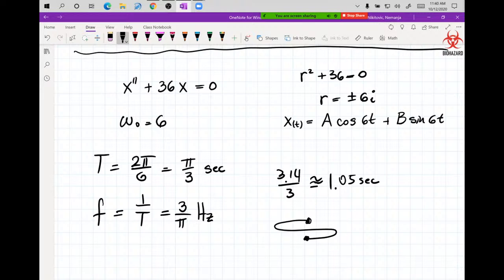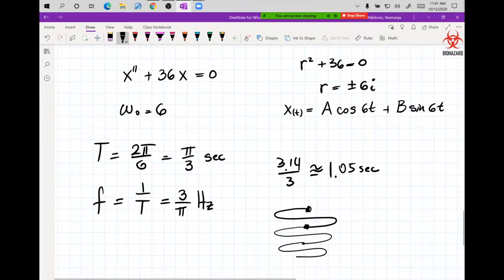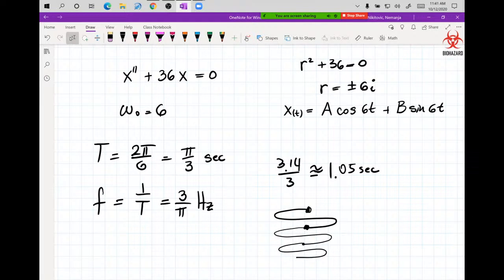That's approximation. So it will take this object about 1.05 seconds to do this one loop. Then it will take another 1.05, and then another 1.05. So that's what the period means. And the frequency is just 1 over that value. So if you flip this and say 3 divided by 3.14, then that's going to be 0.9 and so on. So you can get the value for the frequency, and that's how many switches occur in the whole motion.